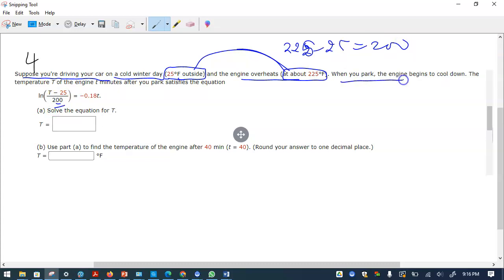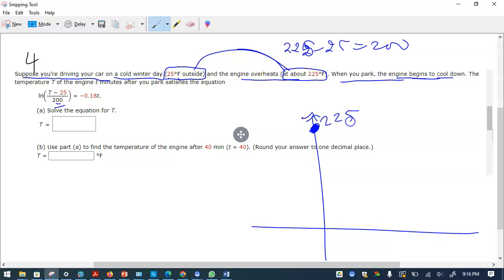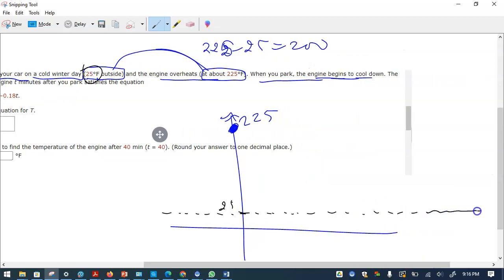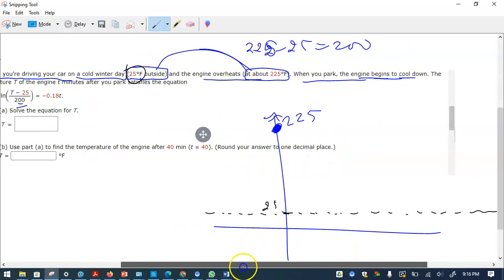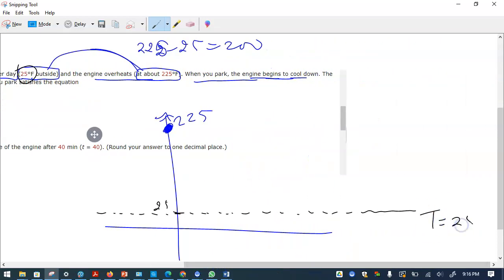So when you park, the engine begins to cool down. That means in the beginning, the temperature is 225. The engine is so hot that it is more than the boiling point of water. And the outside temperature is 25, so maybe somewhere here is 25. This is the outside temperature, so there's a horizontal asymptote right here at 25. The engine temperature, which was 225, begins to cool down.